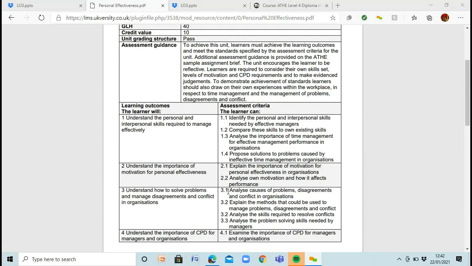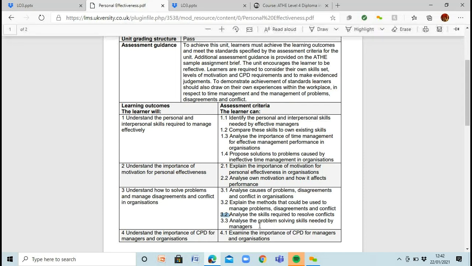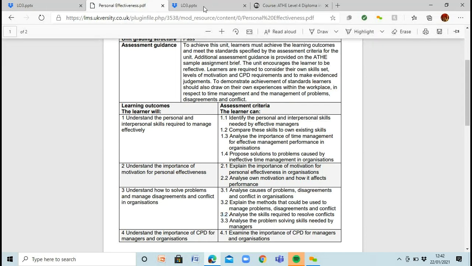So 3.1, analyze causes of problems, disagreements, and conflict in organizations. 3.2, explain the methods that could be used to manage problems, disagreements, and conflicts. This here should be 3.3, analyze the skills required to resolve conflicts, and then 3.4, analyze the problem-solving skills needed by managers. So that's what we'll be focusing on today.